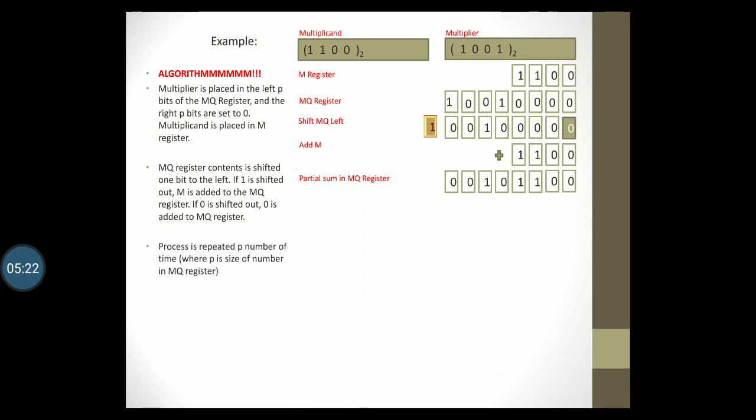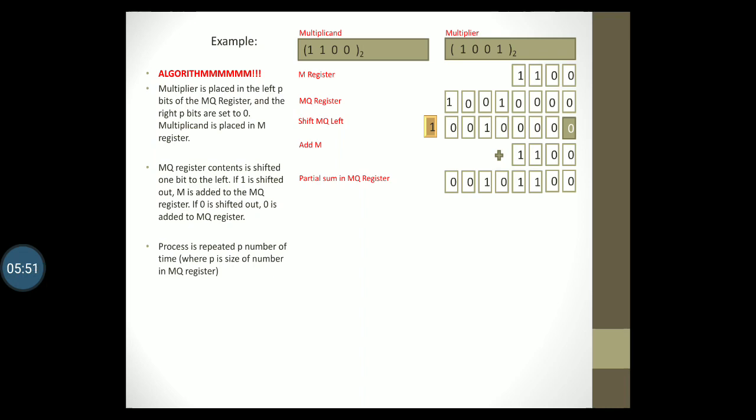This process is repeated p number of times, where p is the size of the number in MQ register. So we need to repeat this entire process p number of times. Recall that p is equal to 4. Now I know you must be all bugged at this moment, thinking how mundane this algorithm is. But that is the reason why computers were invented, to do mundane tasks which are repetitive in nature.